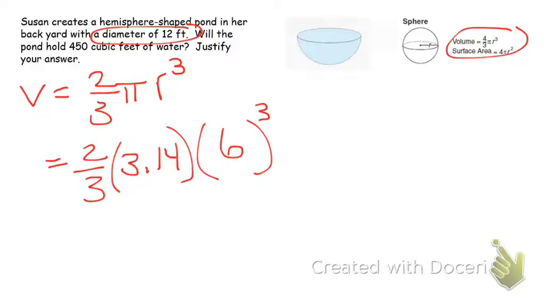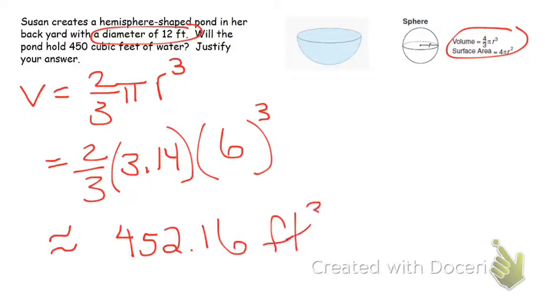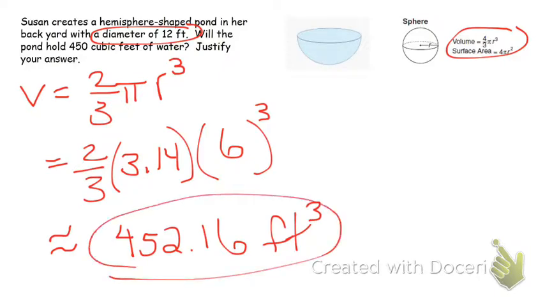6 cubed, which is 216, times 2 times 3.14, and divide by 3. And I get my final answer to be that the volume is 452.16. So now make sure you answer the question. Will this pond, if it holds this much water, can it hold 450 cubic feet? And the answer would be yes.